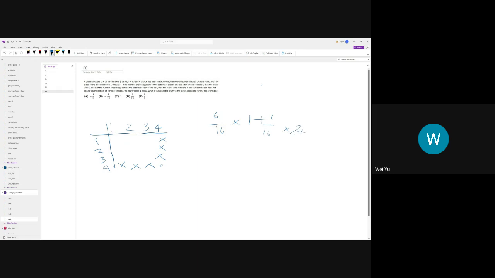And then plus a 9/16 chance, there's 9 remaining spots, of them getting -1. So this is equal to 6 over 16 plus 2 over 16 minus 9 over 16, which equals -1 over 16. So our answer is B. Okay.